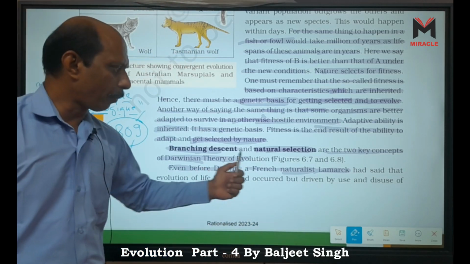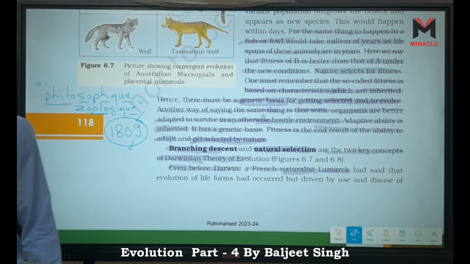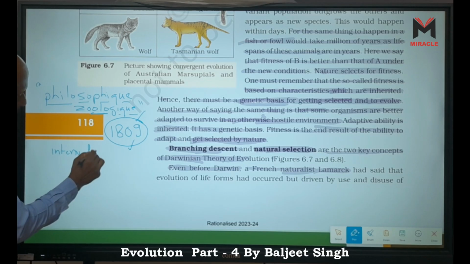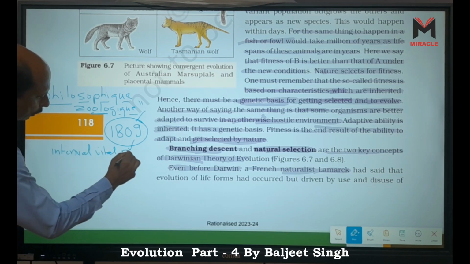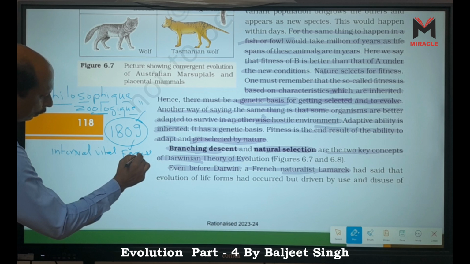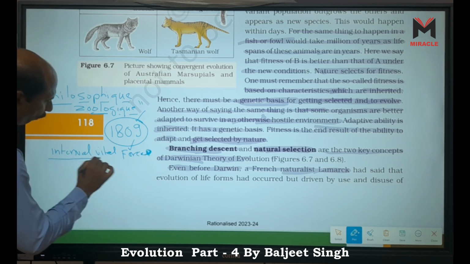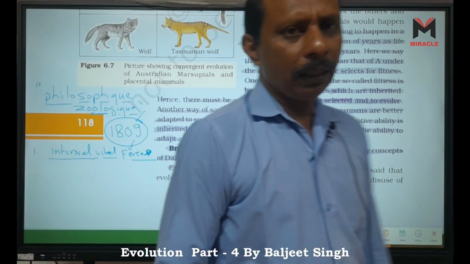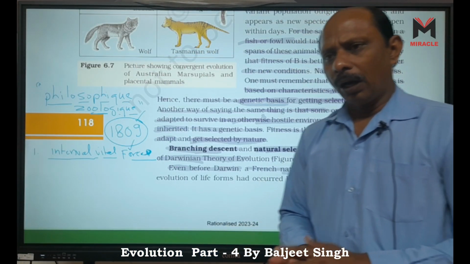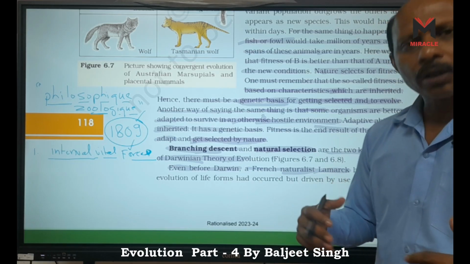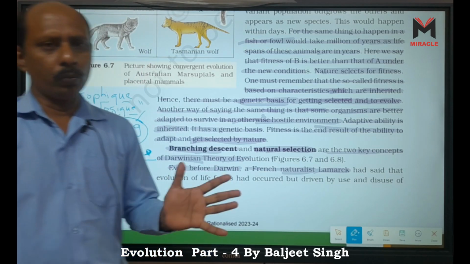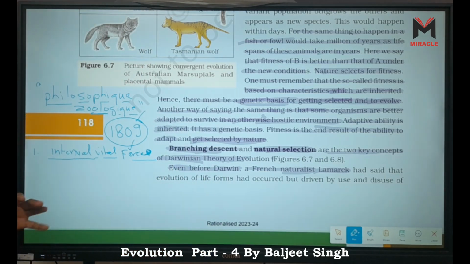So what are the four principles of Lamarckism? The first principle is internal vital forces. I write it here: first is internal vital forces, right? What is the meaning of internal vital forces? The first concept of the first principle means that in any organism, all the cells or tissues have a tendency to grow, right? They have a tendency to grow.